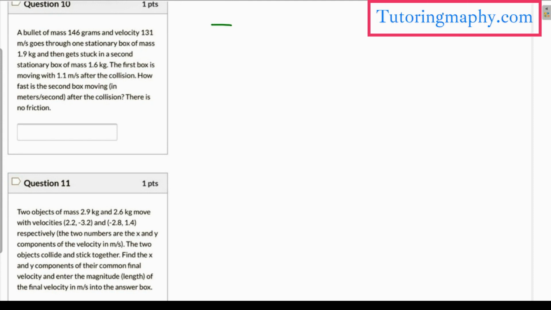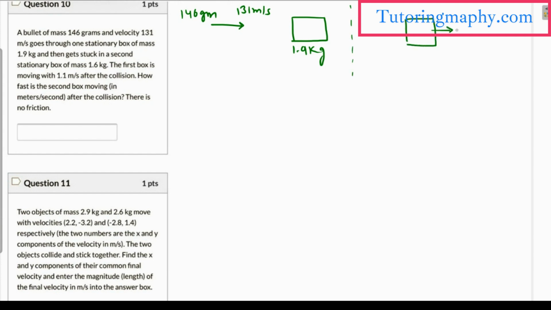Okay, so the situation is like this. This is how the bullet is traveling at 131 meters per second, and this is 146 grams. There was a first box over here that was stationary, and that was 1.9 kilograms. After the collision, this block started moving at 1.1 meters per second, and the bullet started moving with some velocity v, which we do not know.